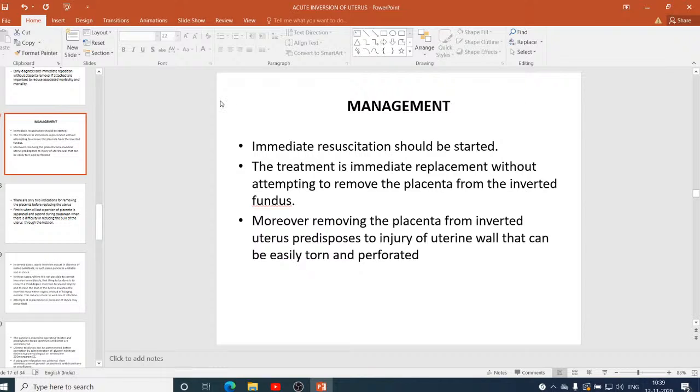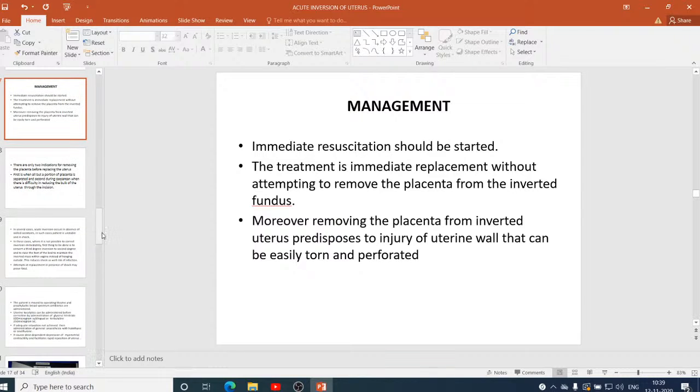In the case of immediate resuscitation, you should make sure 2 large bore IV cannulas are secured, IV fluids should be started with crystalloids, and blood and blood products should be cross-matched and kept ready. And you should ask for help if required.